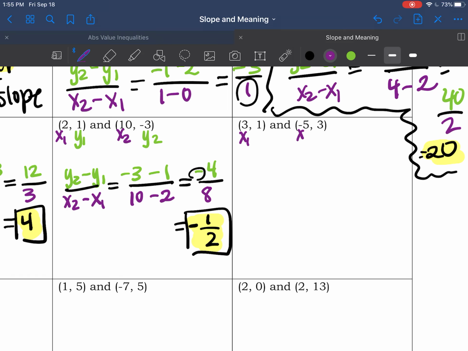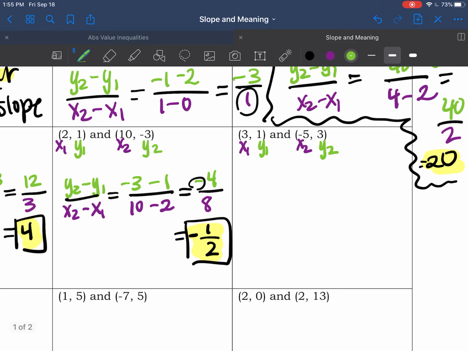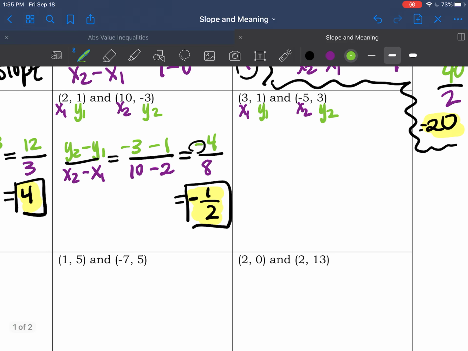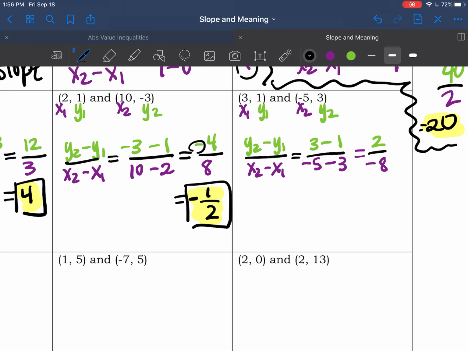Okay, so x1, x2, y1, y2. And stick around because these examples get harder. So I'm going to try and hurry through the easier ones. Okay, so y2 minus y1 over x2 minus x1. Okay, on top, 2, bottom, negative 8. Simplifies to 1 over 4. There's one negative, so make sure you write it.